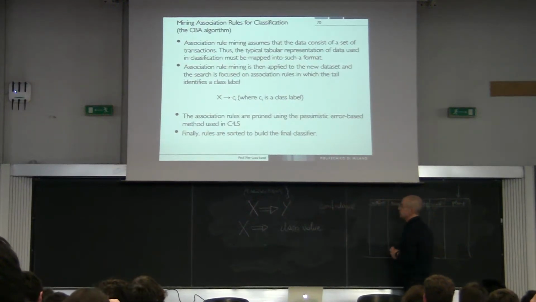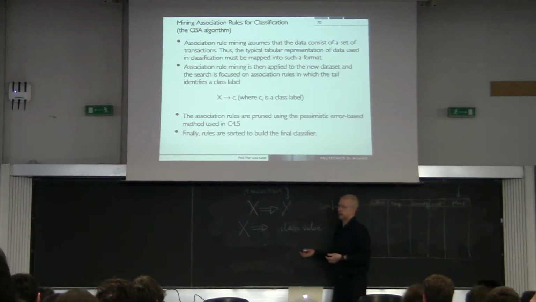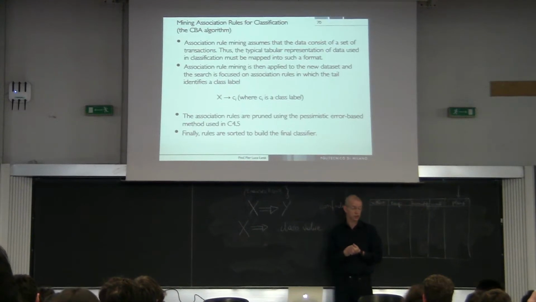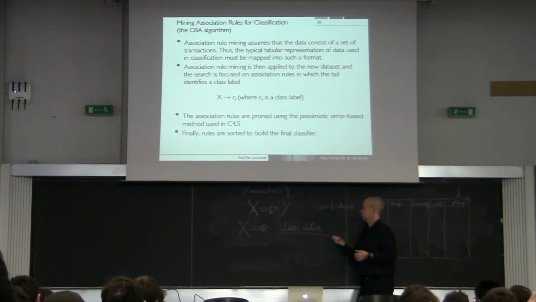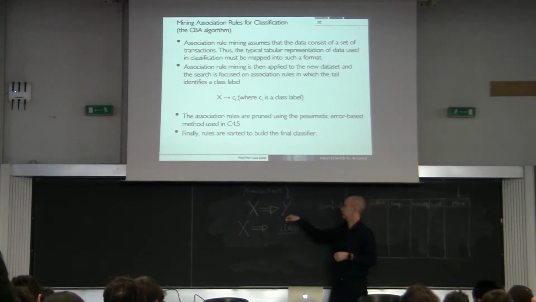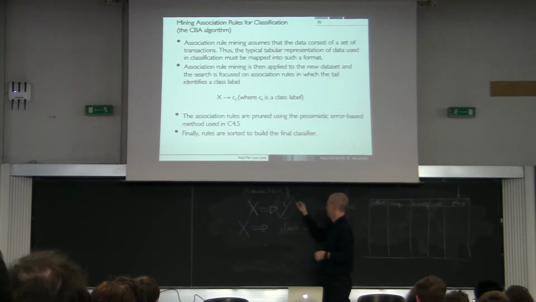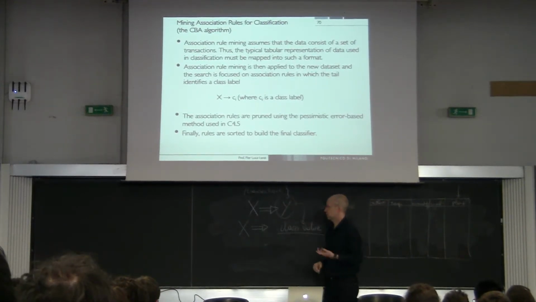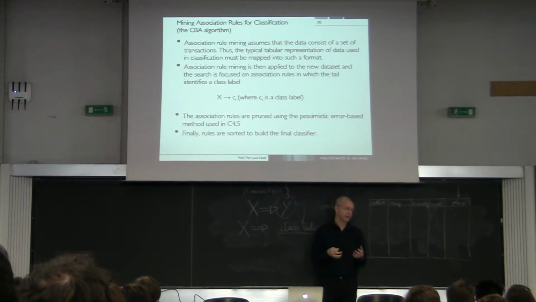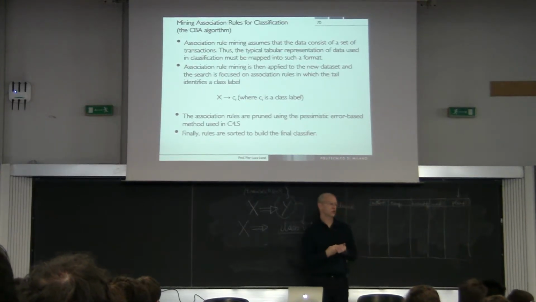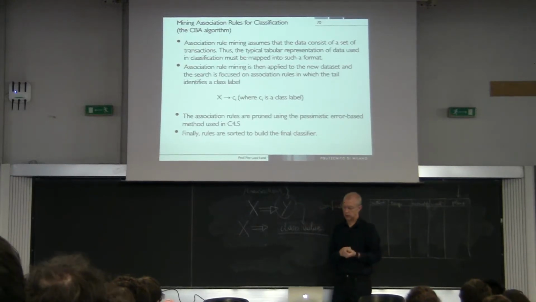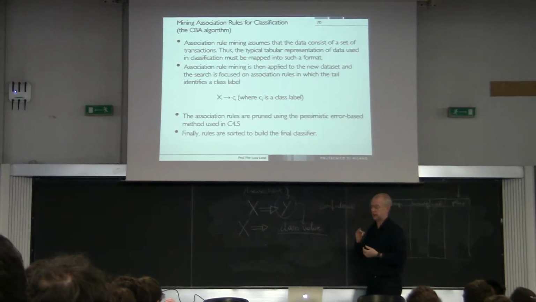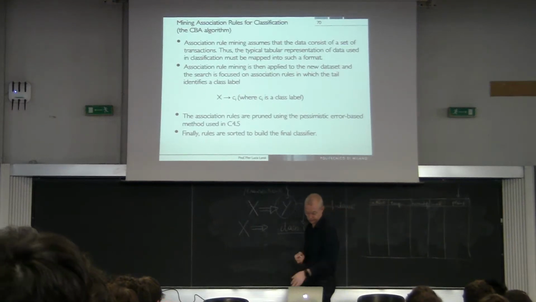with the idea to modify the existing association rule mining algorithm to focus the tail of the rule on the class. And so basically you are mapping an existing association rule mining algorithm into a classification algorithm. Okay? And so this is the CBA algorithm, which is one of them.